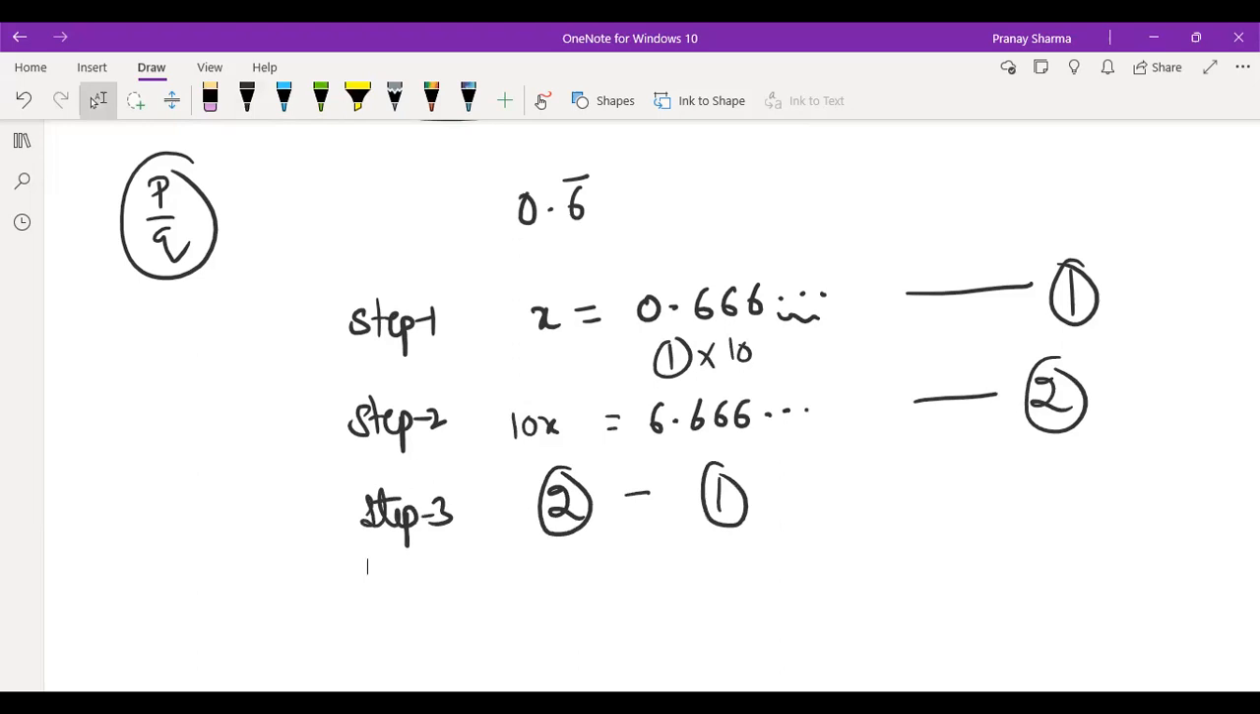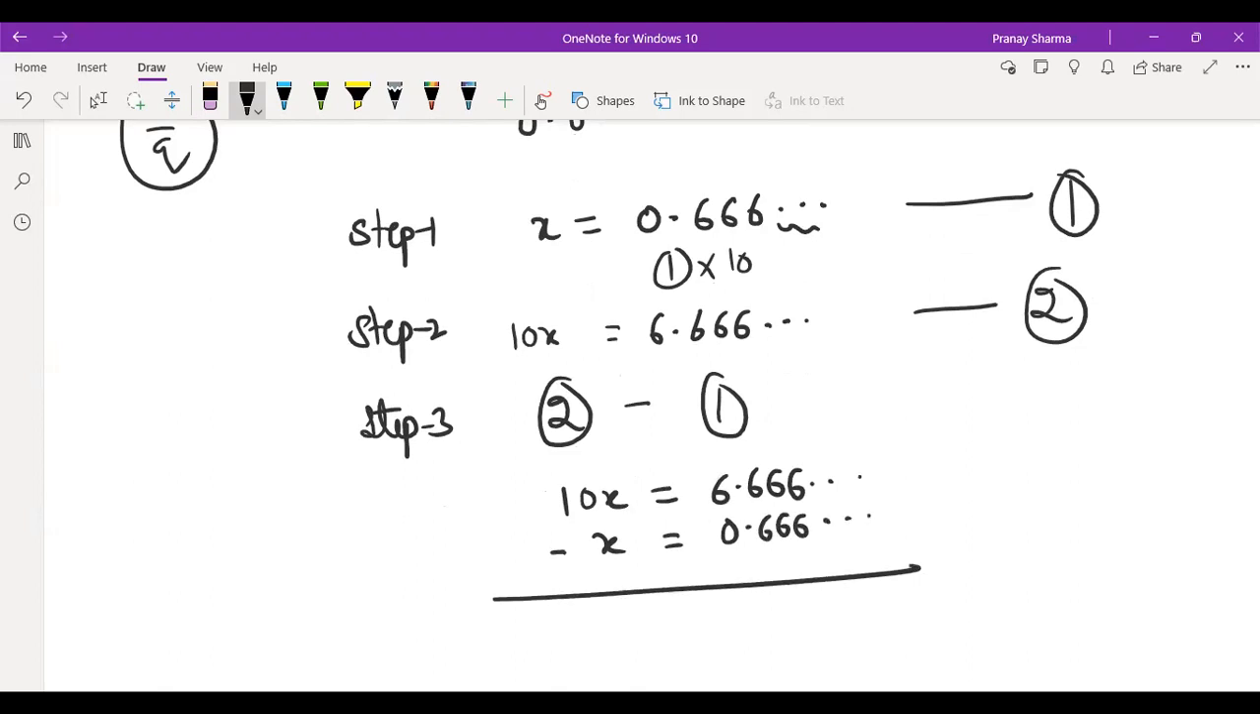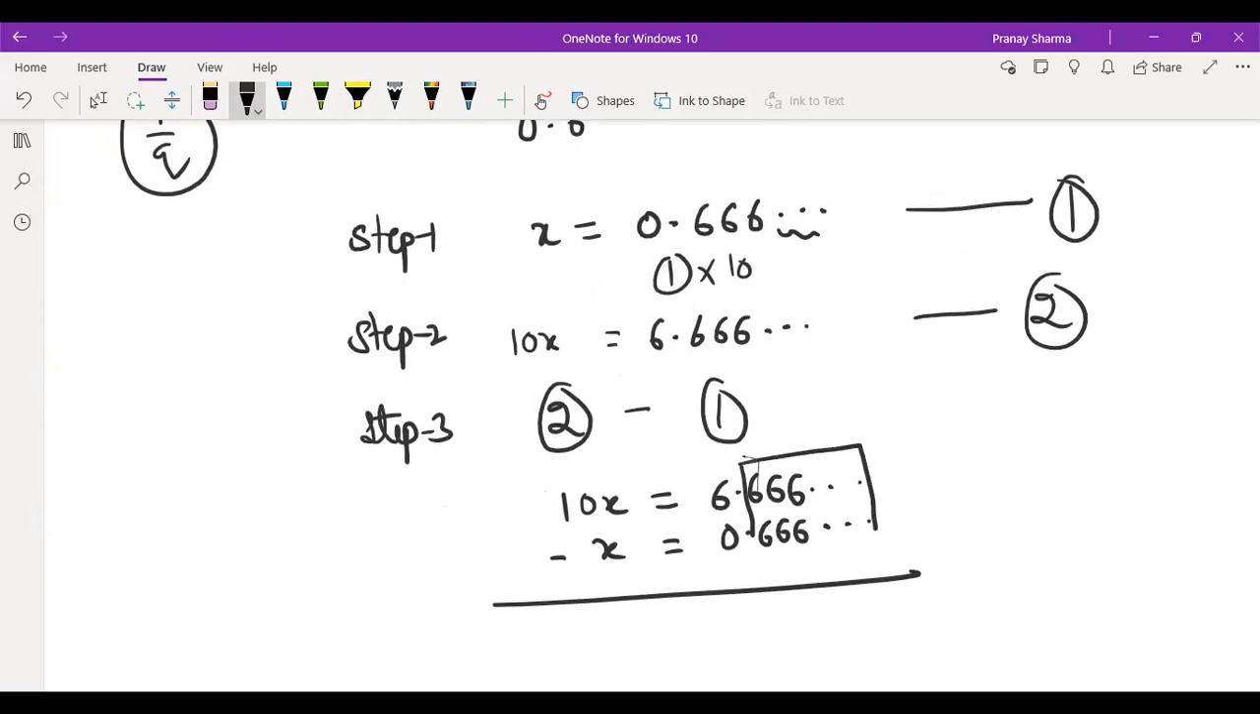So I'll be writing it in a more synchronized way so that it will look attractive for you while revising. 10x equals 6.6663 dots, x equals 0.6663 dots. So our sole agenda is to have these digits the same, right? After the decimal point, they should be the same, so that if you subtract them, it is very easy for you to perform the cancellations, right?